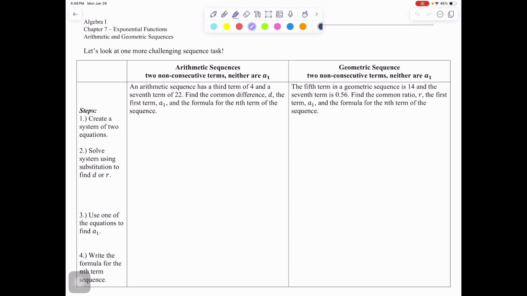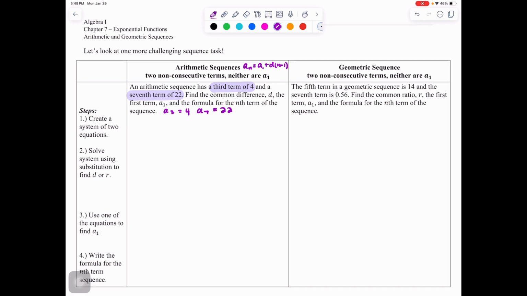So I'm going to highlight that we have the third term of 4 and a seventh term of 22. Because this is arithmetic, I'm going to up top remind us of what that is on the formula sheet. A sub n equals a sub 1 plus d times n minus 1. That's the formula that we're using for arithmetic. So this is telling me that the third term, a sub 3, is 4, and the seventh term, a sub 7, is 22.